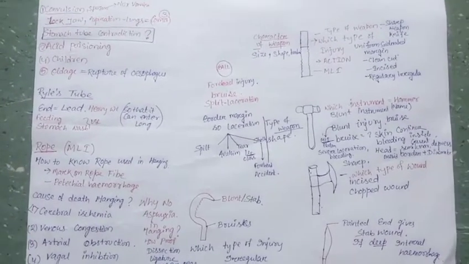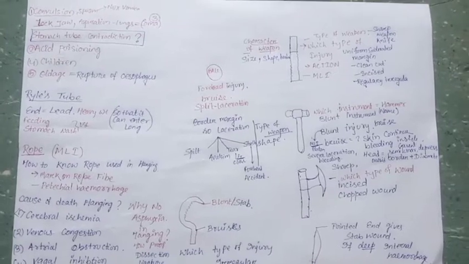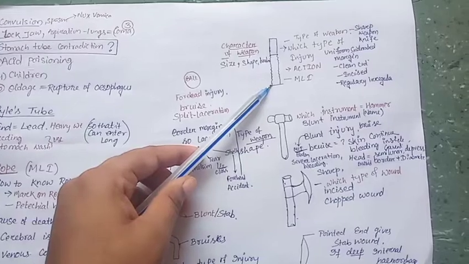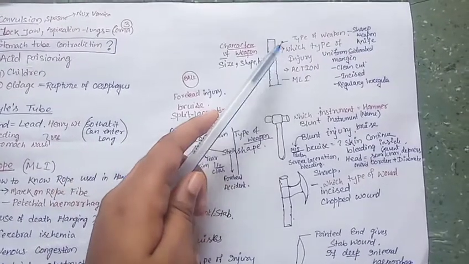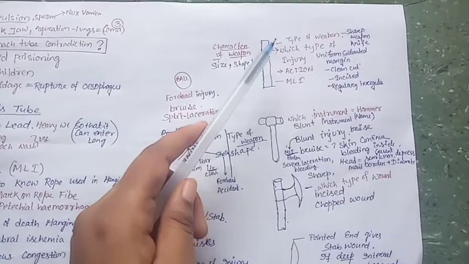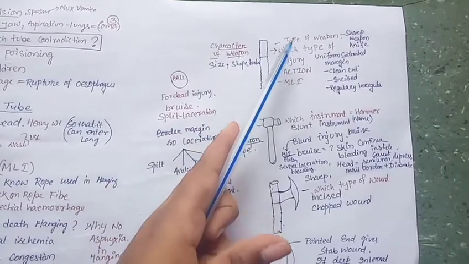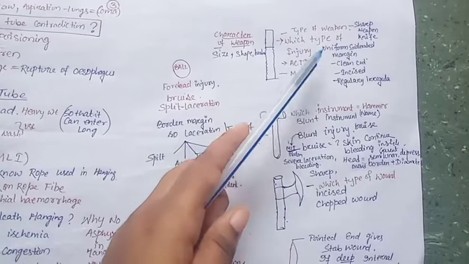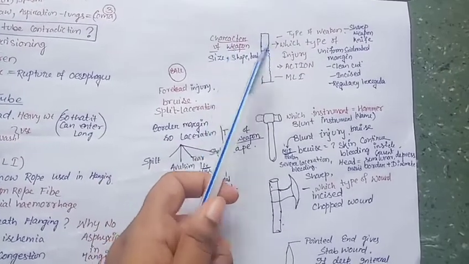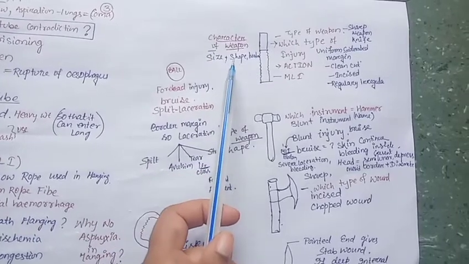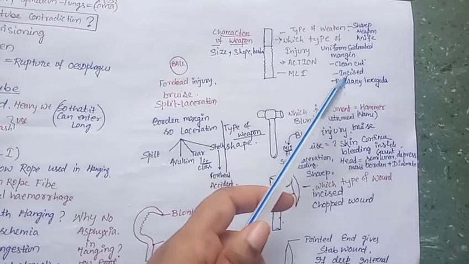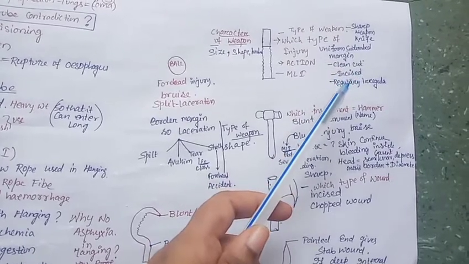So first is the injury or wound caused by some instrument. The first instrument we take acts as a knife. In spotting, you are asked which type of weapon it is, which type of injury it produces, what its action is, what the medico-legal importance is, and the character of the weapon. Its size is sharp, having a uniform serrated margin, that's why it gives a clean cut, incised wound.